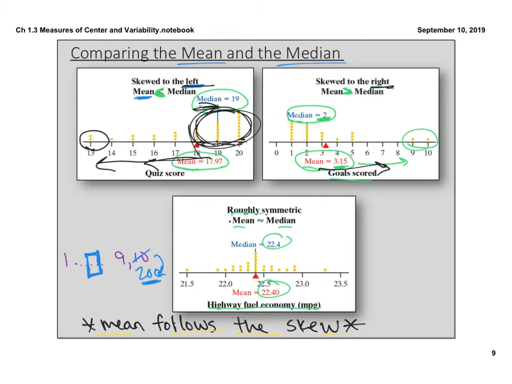The mean follows the skew. Wherever our skew goes, our mean is going to go with it. And that's just another way of telling you that mean is not resistant. The mean is going to follow wherever those extreme values go. If your skew is going up to the right, your mean is going to go with it. If your skew is going down to the left, your mean is going to go with it. Median will stay with the bulk of the data, wherever that may be, but the mean is going to follow the skew.